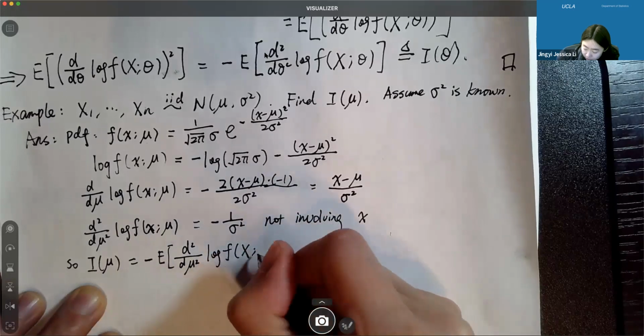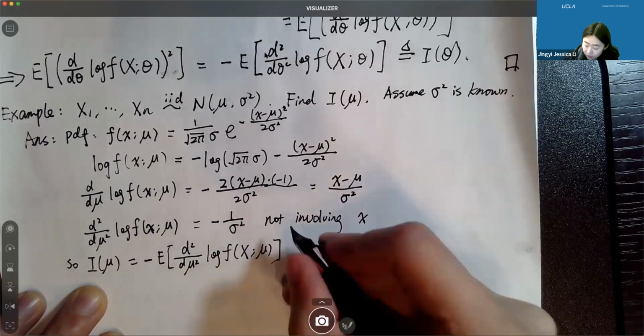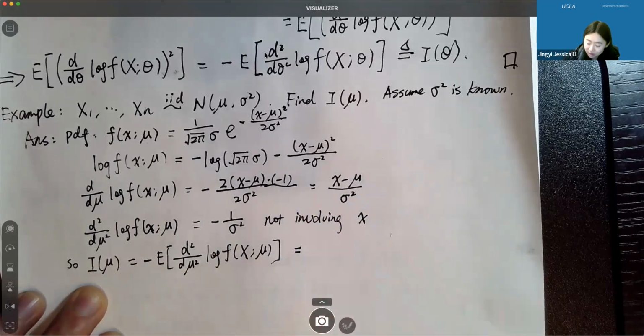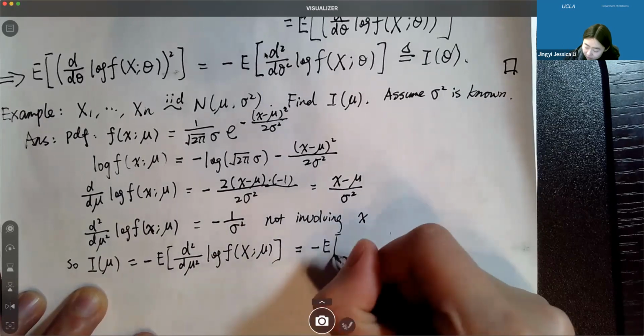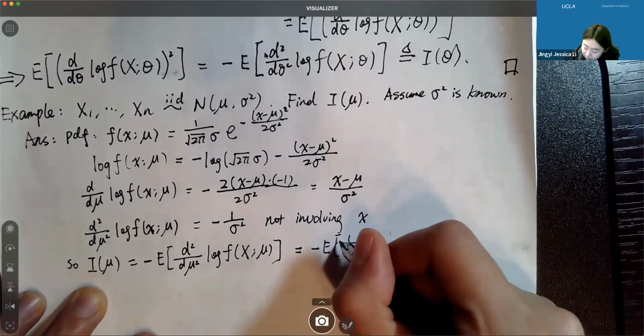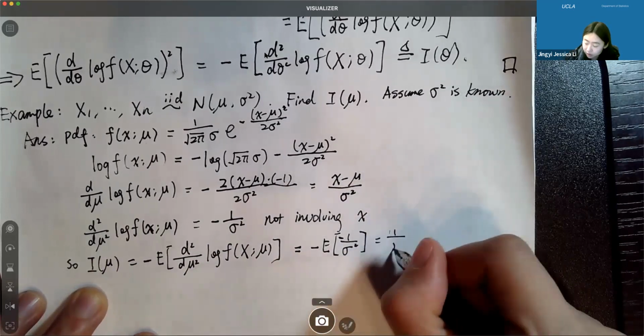Capital X mu. Okay, this would be just the constant, right? So putting the constant here, minus, then it's just 1 over sigma squared.